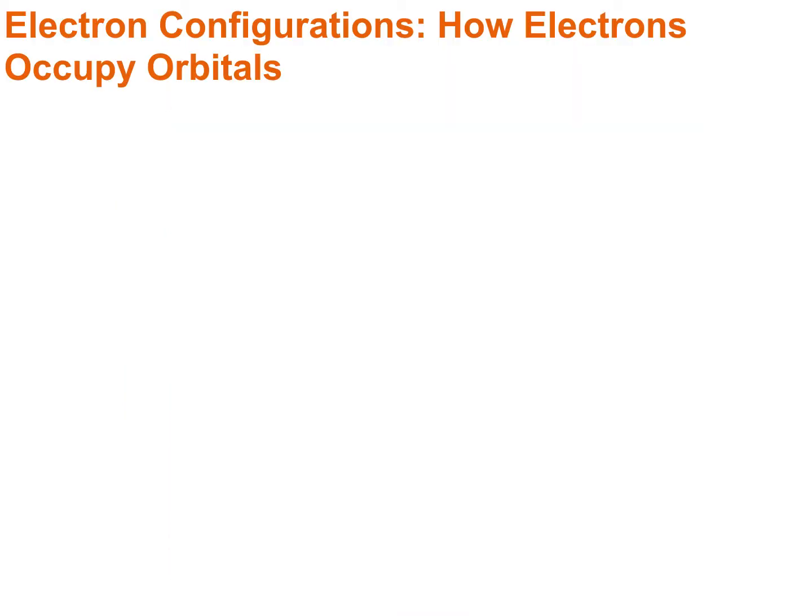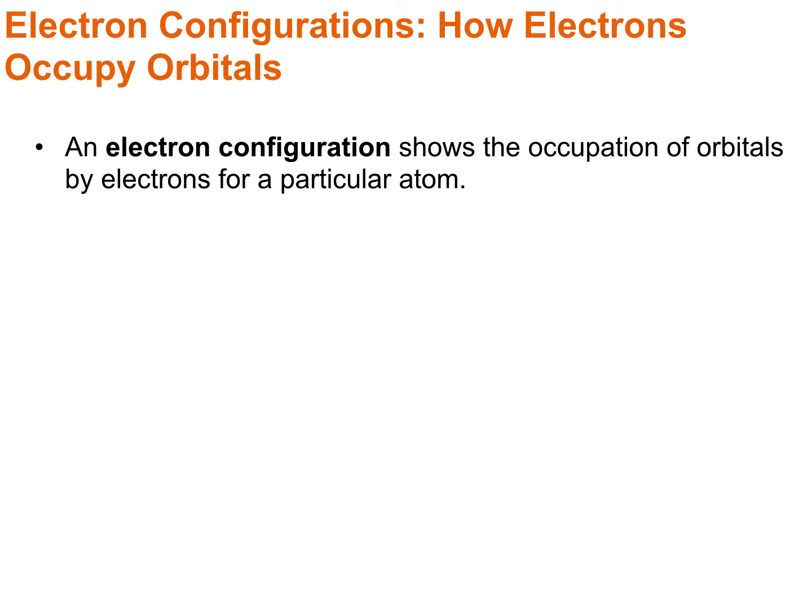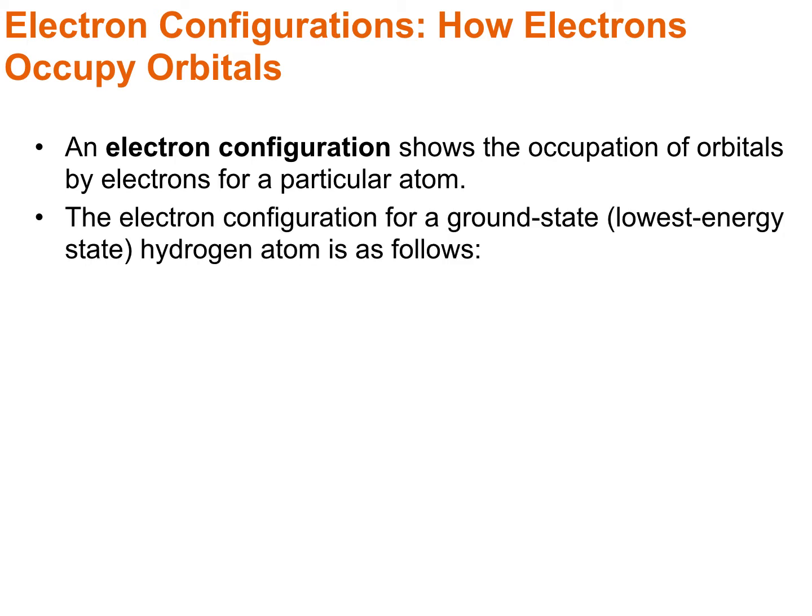Okay, class, welcome back. We are jumping right into electron configurations, so let's get started. Okay, so what is an electron configuration? It is how electrons occupy orbitals. So we're going to use all the information that we learned from the last slides about the principal quantum number, subshells, orbitals, all that stuff, and we're going to take that information and start writing electron configurations. So an electron configuration shows the occupation of orbitals by electrons for a particular atom.